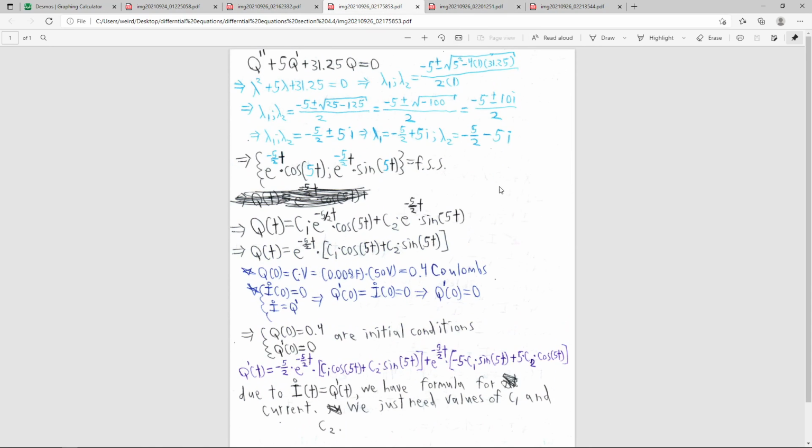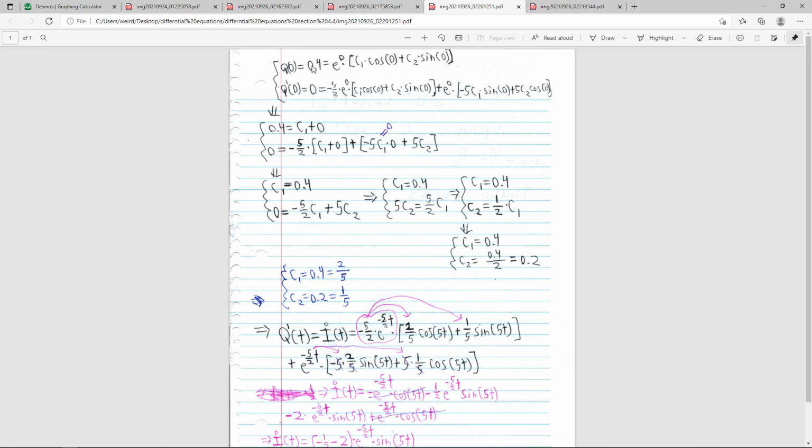But anyway, as we were saying, we have our Q prime and our Q, so we can solve for C1 and C2. Cosine of 0 is 1, sine of 0 is 0. We plug in 0 for all these, and we're going to see things simplify. So it becomes 0.4, and e to the 0 equals 1. So 0.4 equals C1 plus 0. 0 equals negative 5 halves times C1 plus 0 plus negative 5 times C1 times 0 plus 5 times C2. It becomes C1 equals 0.4, and 0 equals negative 5 halves C1 plus 5 times C2.